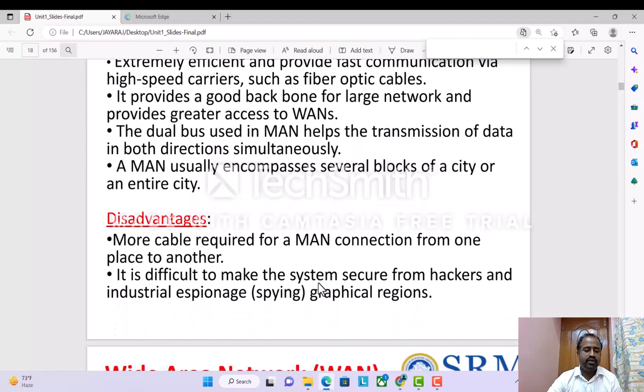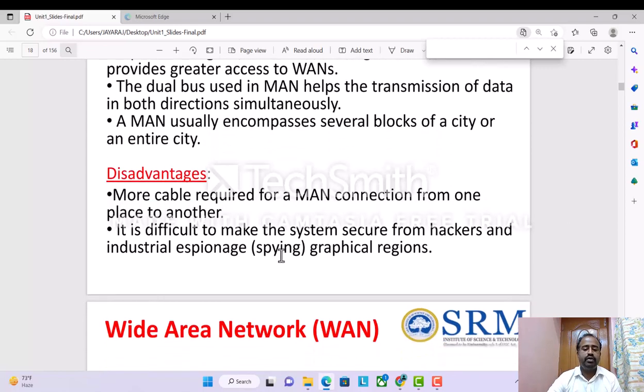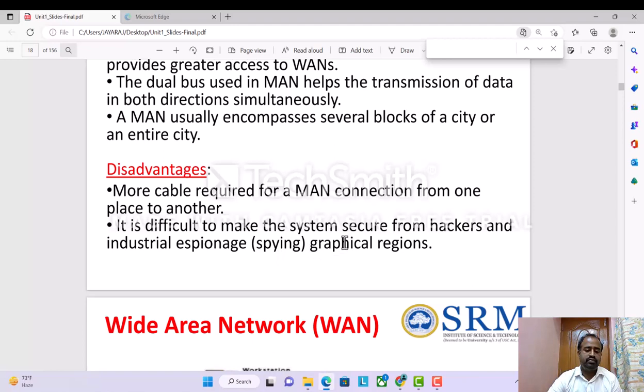What are the disadvantages? More cabling. That is a major disadvantage of this MAN, to establish one connection to another. Then system security: when we are interconnecting these LANs, a hacker can access the information through any part of the geographical region. They can be present anywhere and try to access the data.